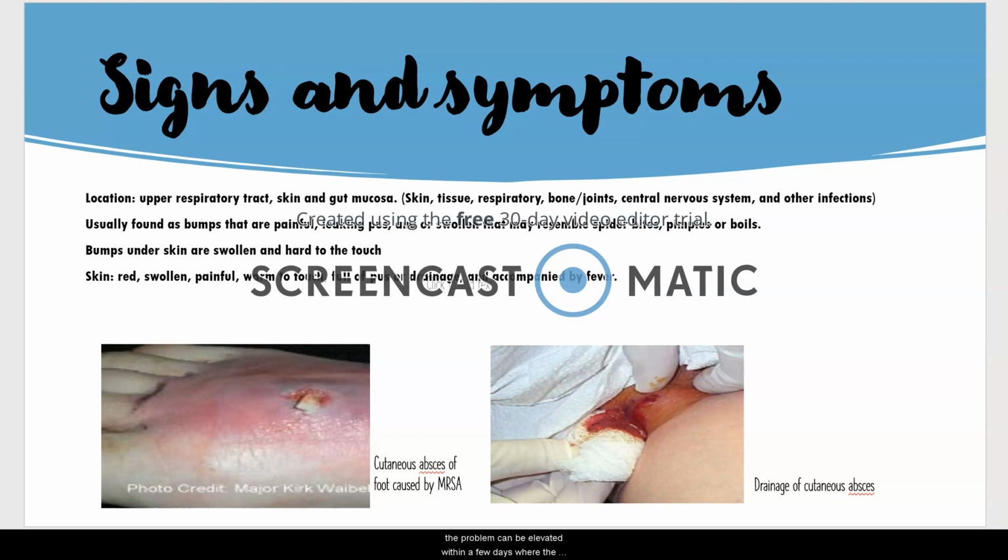The problem can be elevated within a few days, where the bumps become larger and painful, where they can open into deep pus-filled boils. Modern data suggests that 75% of these infections are localized to the skin, but usually they can be treated.